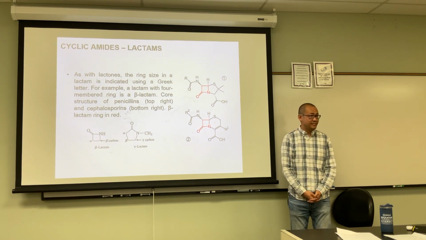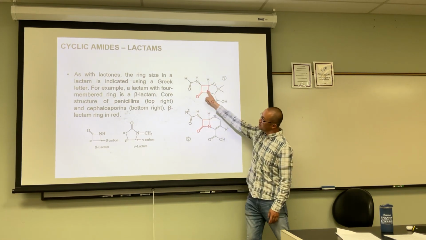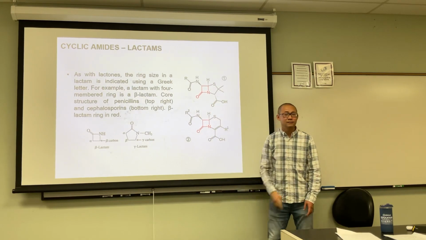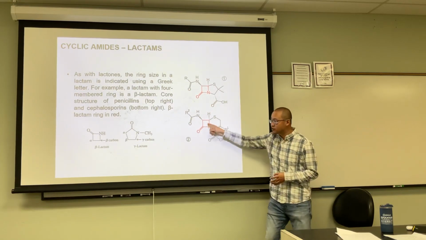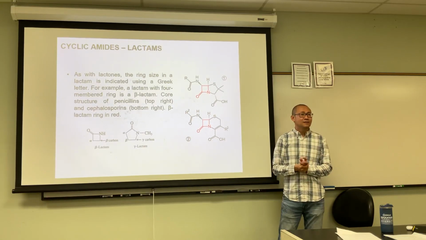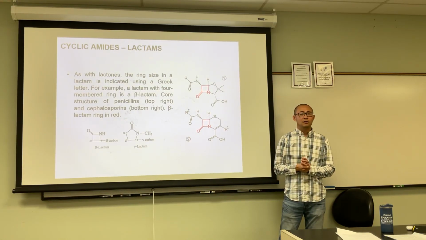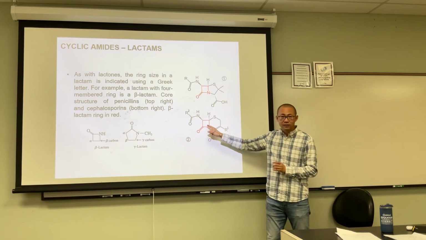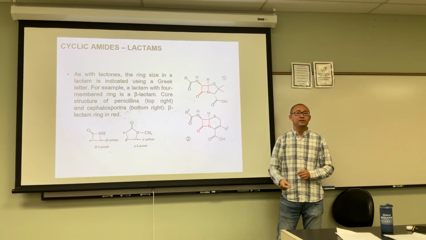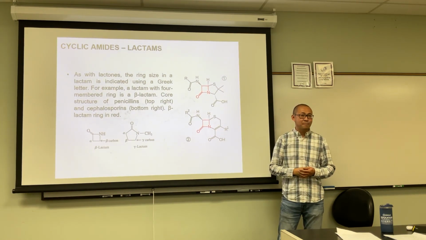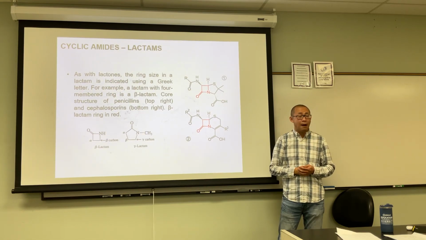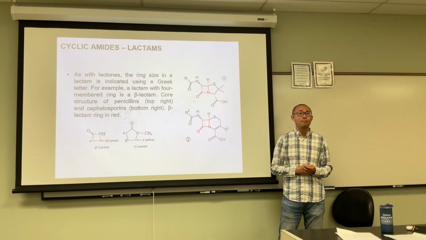They're both beta lactams because they both have what? That structure. And because of that structure, they actually interact with the enzyme that is responsible for synthesizing the bacterial cell wall. That's why they can kill bacteria. Because the amide bond can make a bond with their enzymes, the bacterial enzyme. So it stops the bacteria from synthesizing their own bacterial cell wall.